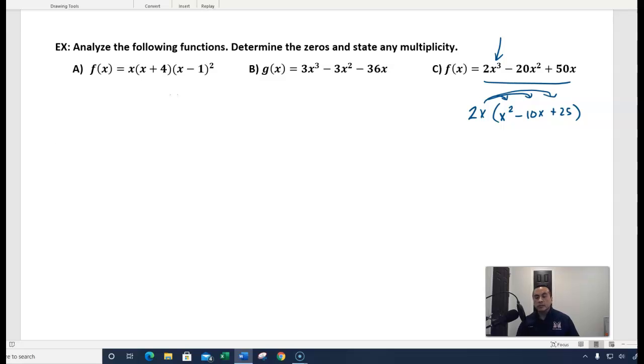2x times x squared is 2x cubed. 2x times negative 10 is negative 20x squared. 2x times 25 is 50x. So that does work. That is the fact.